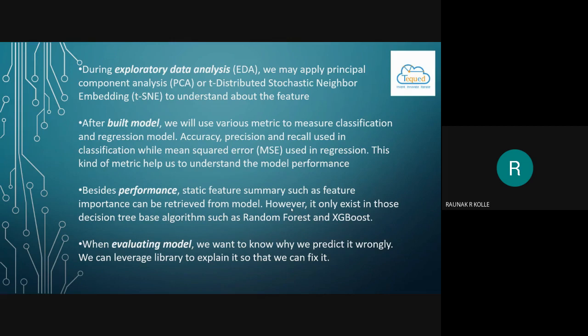Besides performance, static feature summary, such as feature importance, can be retrieved from the model. However, it only exists in those decision tree based algorithms such as random forest and XGBoost classifiers. While evaluating the model, we want to know why we predict it wrongly. We can leverage the library to explain it so that we can fix it.